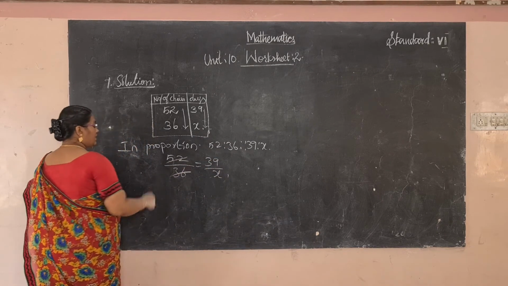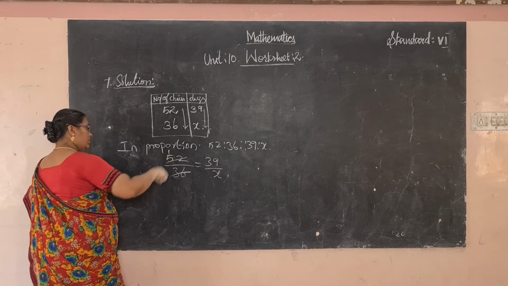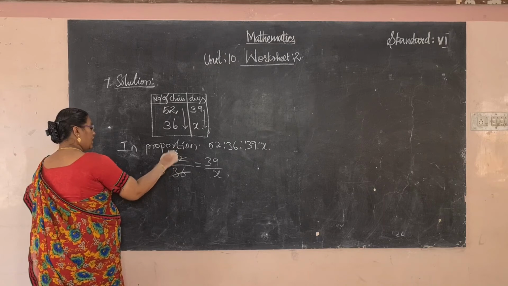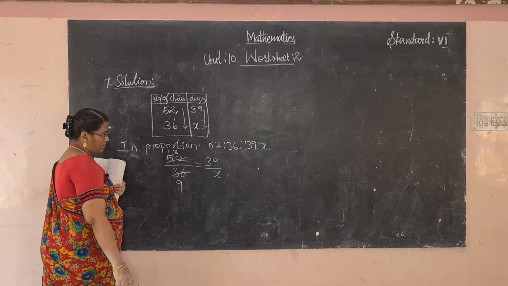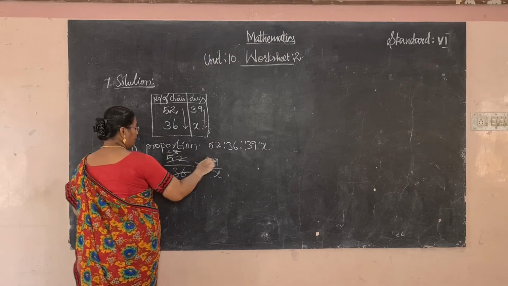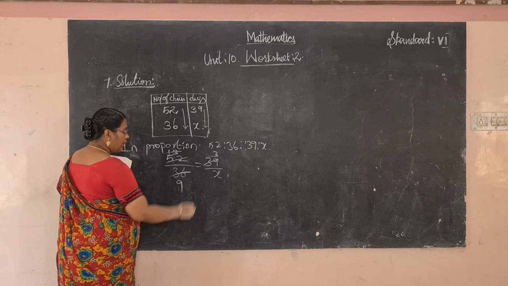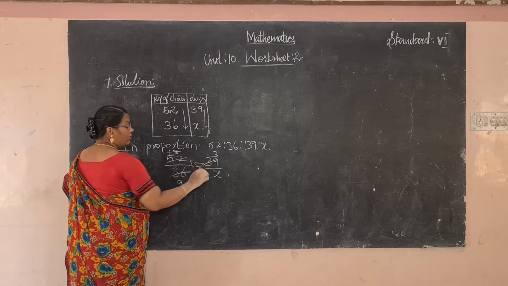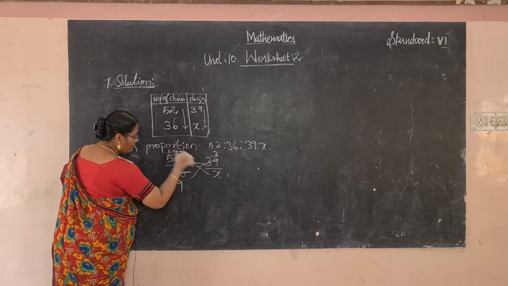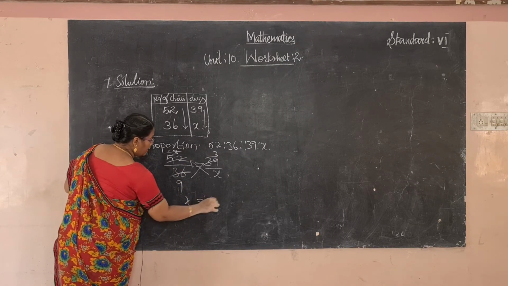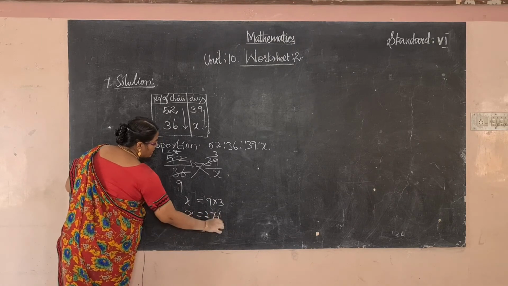Okay, it will be cancelling. 4 table. 4 ones are 4, 4 threes are 12, 4 nines are 36, 13 threes are 39. You will calculate, simple calculation. Okay, so multiply. So x equal to 9 into 3. So x equal to 27 days.